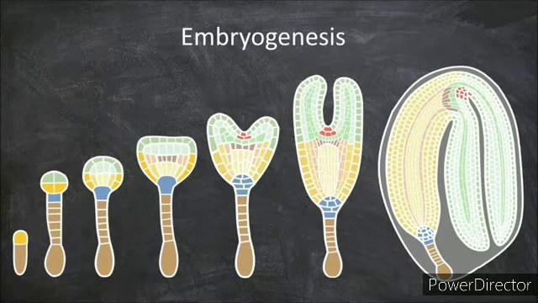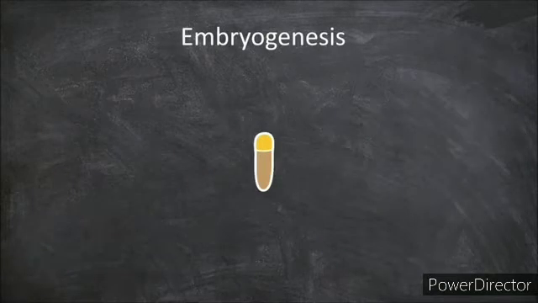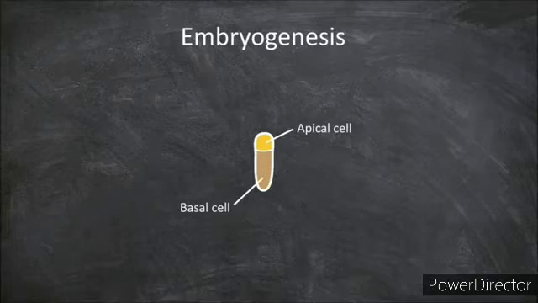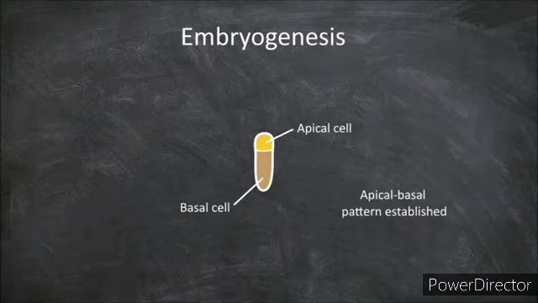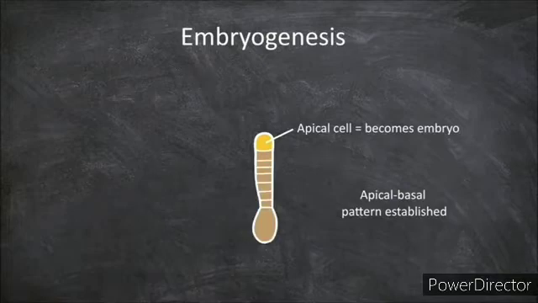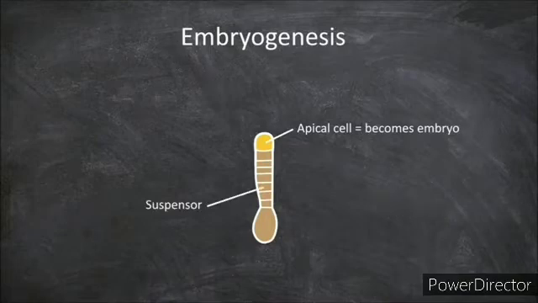In embryogenesis, the first male gamete is fused with the egg to form a zygote. This zygote undergoes irregular division. The smaller cell is called the apical cell and the large cell is called the basal cell. This is called the apical-basal pattern. The apical cell develops into the embryo and the basal cell develops into the radicle.